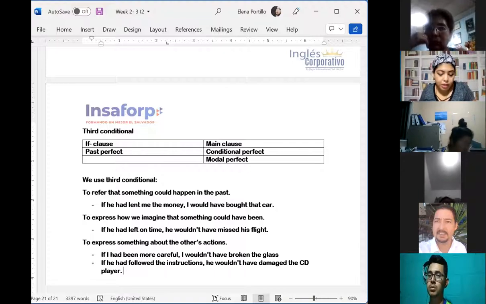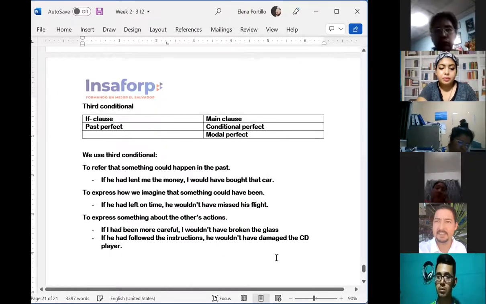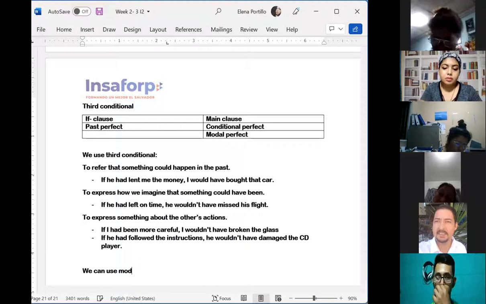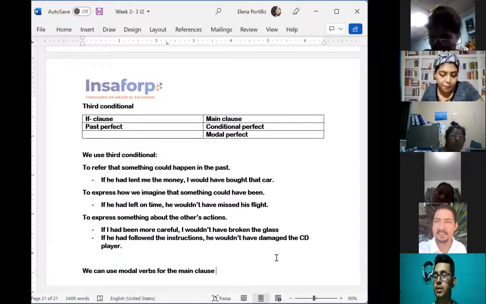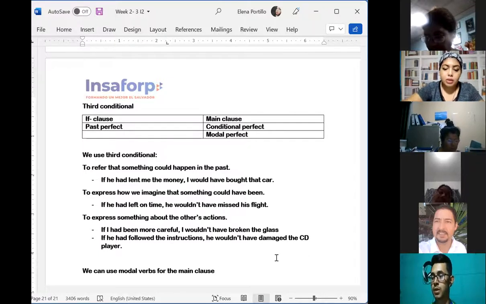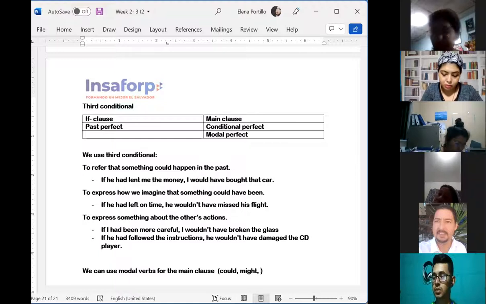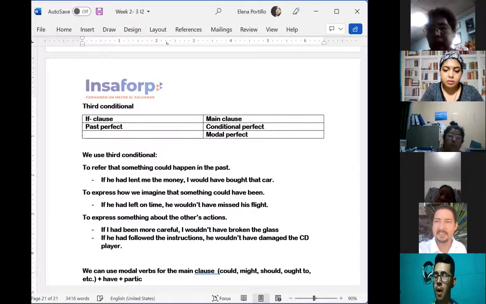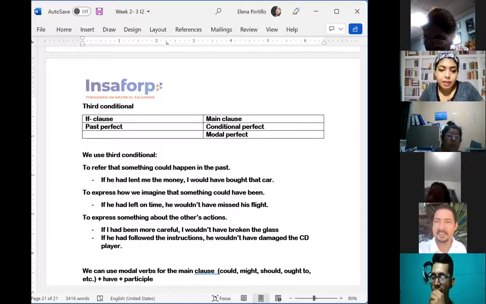So in the main clause, we also can use the modal verb. So we can use it in the main clause. We can use could, might, should, ought to, and etc. plus have, that's the participle. In this case, we have the example.